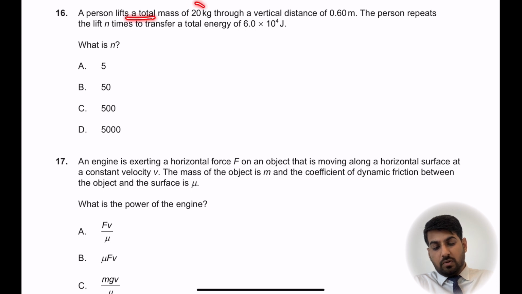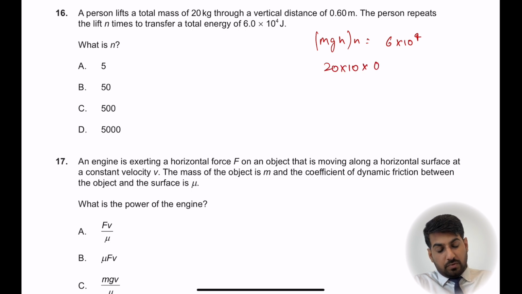A person lifts a total mass of 20 kg with a vertical distance of 0.6. The person repeats this n times to transfer a total of this. So simple. So mgh times n is equal to 6 into 10 raised to power 4. Put in the values, guys. Simple. M is 20, g is 10, h is 0.6, times n is equal to 6 into 10 raised to power 4, or you can write 4 zeros, right?